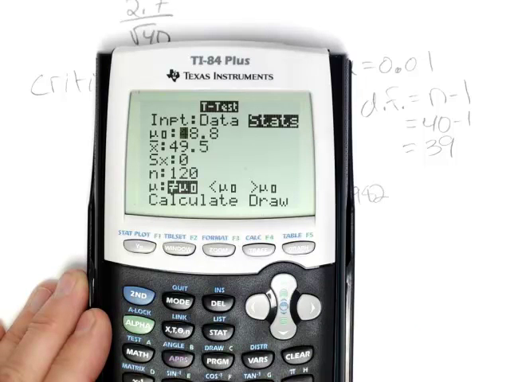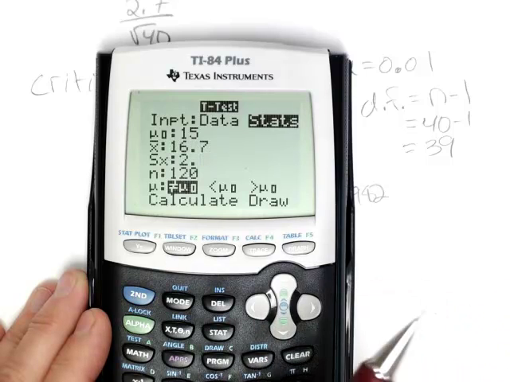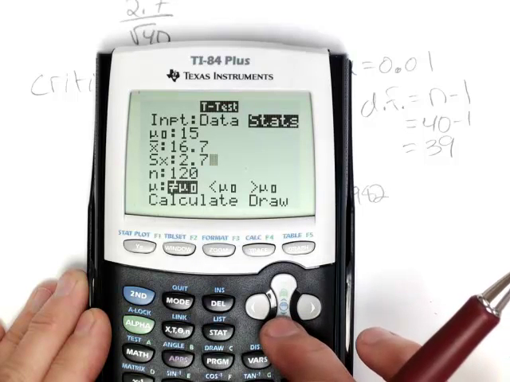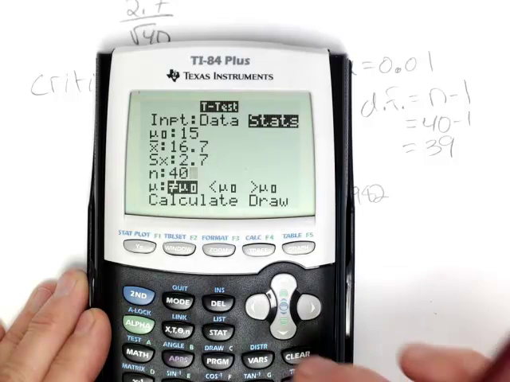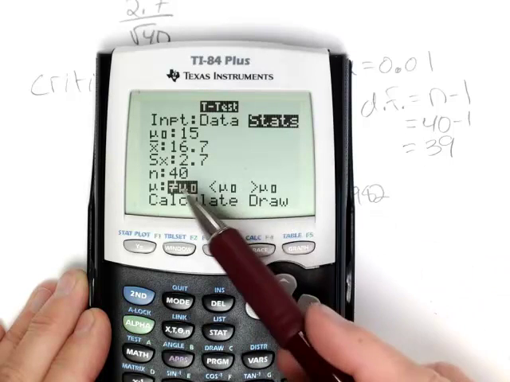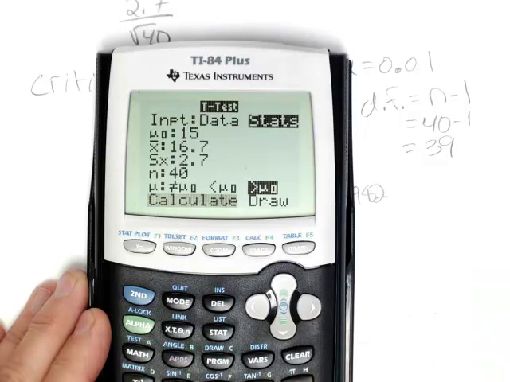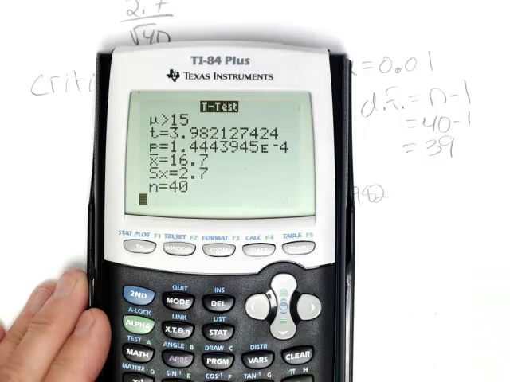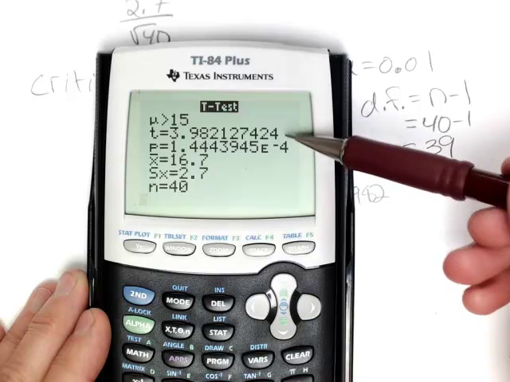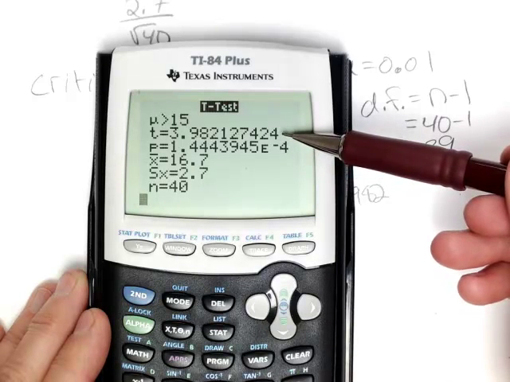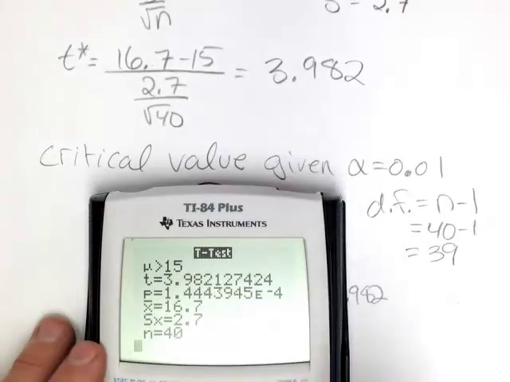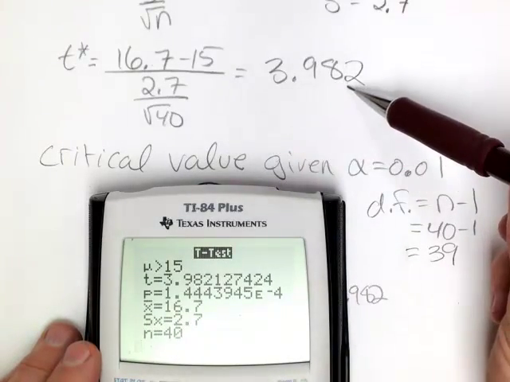Okay, the value from the hypotheses is 15. My sample mean is 16.7. My standard deviation is 2.7. And my sample size is 40. Okay, so I can go ahead and change the direction of the alternative to a greater than, and then calculate. Okay, so notice that it gives the same test statistic that we got by hand, approximately.